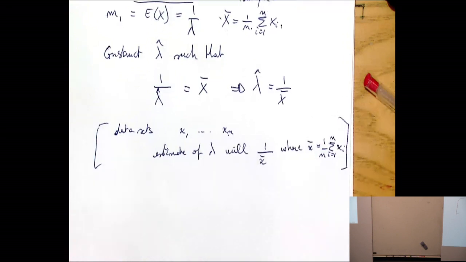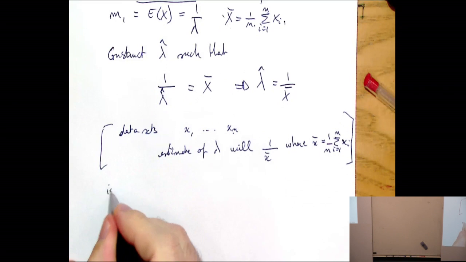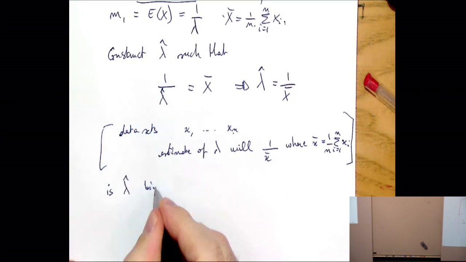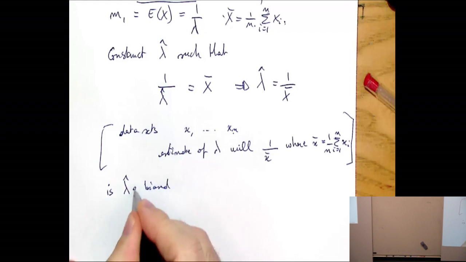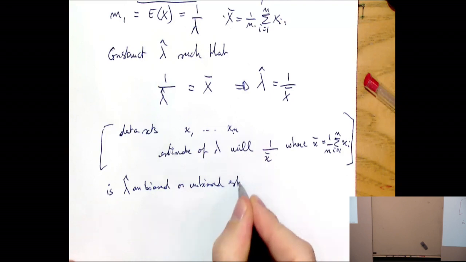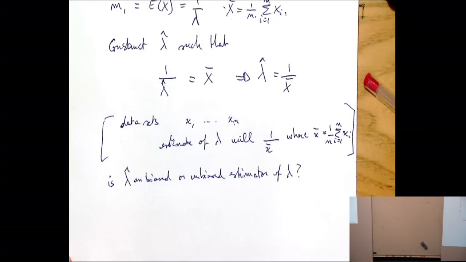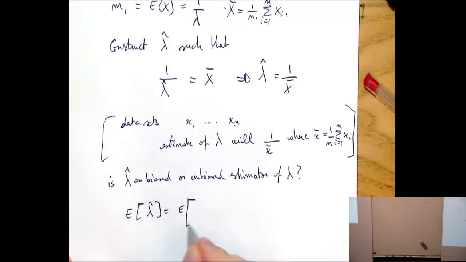Right? So one question we can ask ourselves is: is lambda hat a biased or unbiased estimator of theta? So what would it be? Let's look at the expectation of lambda hat. This is the expectation of 1 over the sample mean.